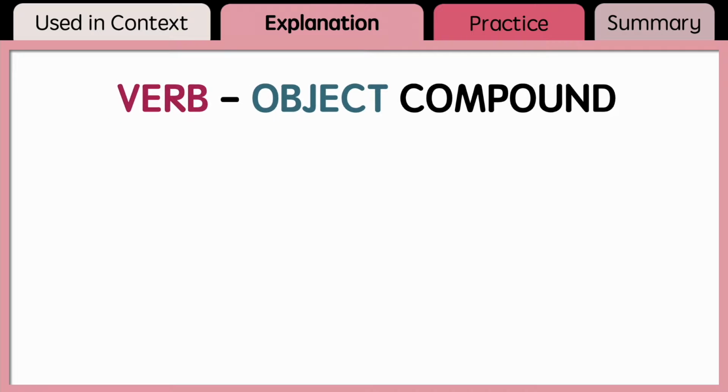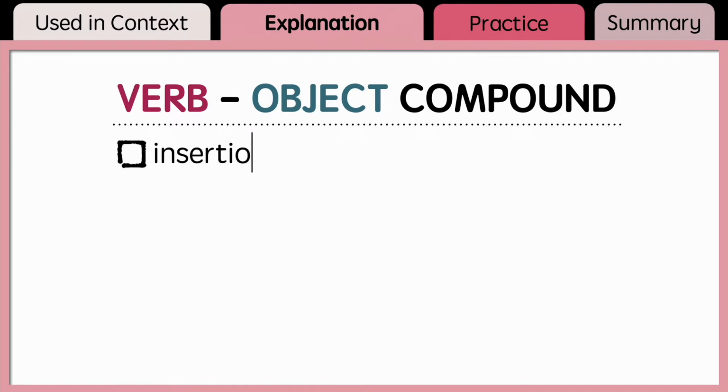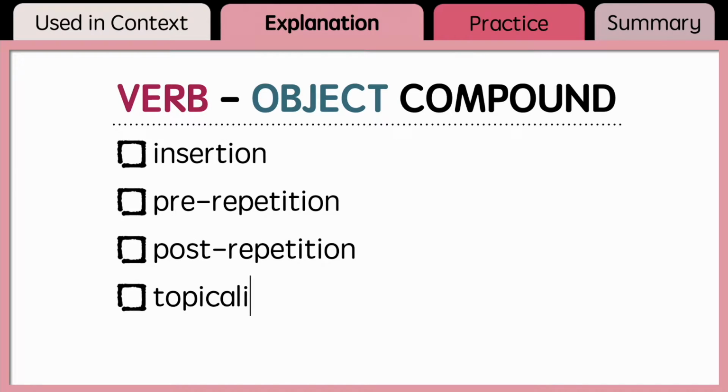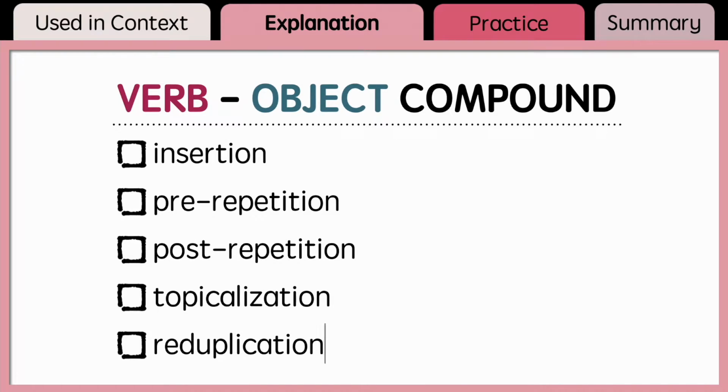Not all verb-object compounds are extendable to the same degree, but they generally can be extended to the following grammatical constructions, which are insertion, pre-repetition, post-repetition, topicalization, and reduplication. In this video, we'll only look into the first type, insertion.